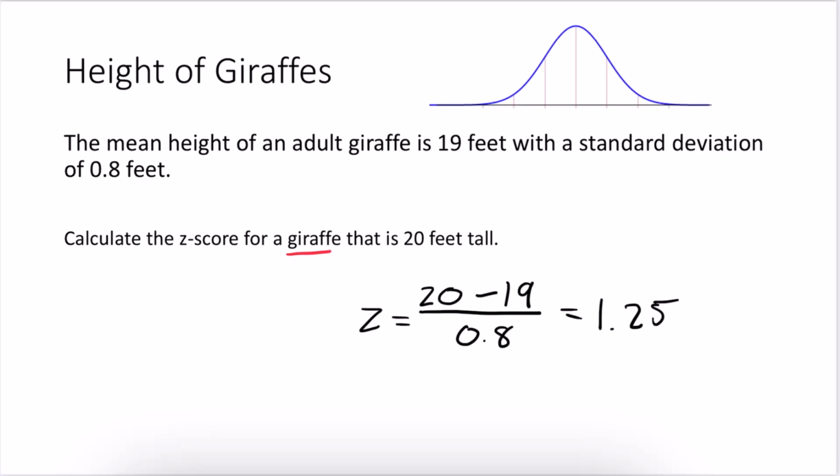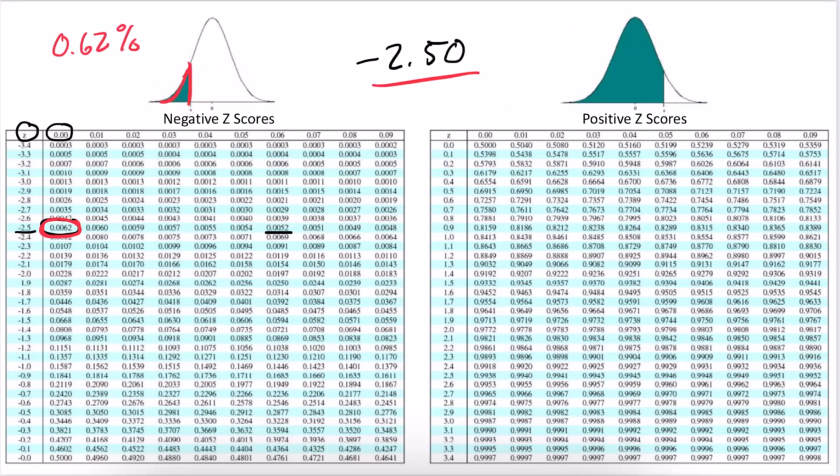And this makes sense because if our mean is 19 and our standard deviation is 0.8, well, going 1 standard deviation above the mean is going to be 19.8. And if we go another standard deviation above the mean, that would be 20.6. And so our giraffe that's 20 feet tall, it makes sense that it's going to be about 1.25 standard deviations away from the mean. We could go back to our z-score table and see what percentile this giraffe is in.